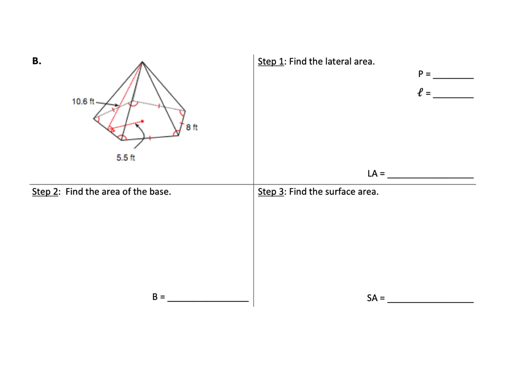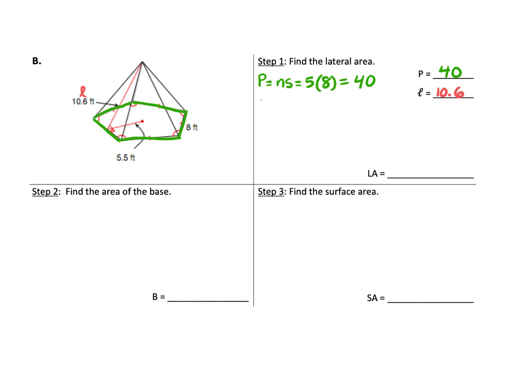Let's try another example. This time our pyramid, you can see, has a polygon base. This is a pentagon. It has 5 sides. And the first thing we need to do is find the perimeter of that base. So the perimeter is equal to the number of sides times the side length. This has 5 sides, and you can see that each side is 8. And 5 times 8 is 40. So there's our perimeter. And then the slant height is labeled in the picture. The slant height is that 10.6.